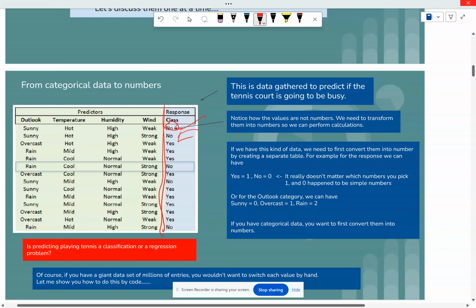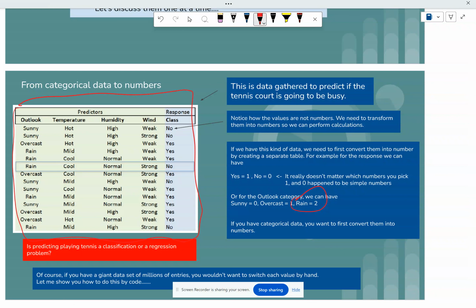And over here, you have three options: sunny, overcast, and rain. We can just say, okay, all the sunny is equal to 0, all the overcast is equal to 1, rain equal to 2. So converting text data into numeric data with different categories is as easy as changing the same category to the same number.